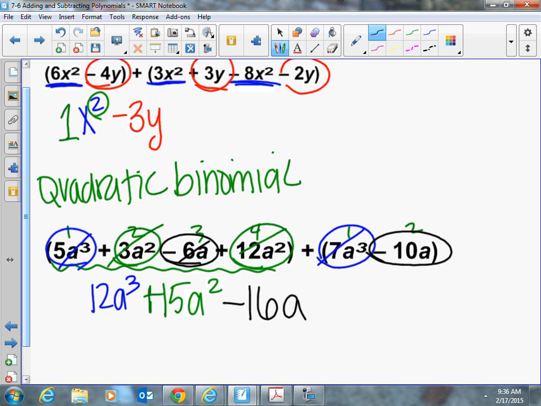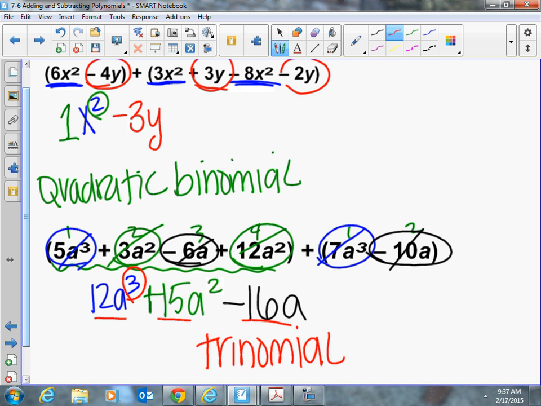Remember, we're not changing our exponents. We're combining like terms. Now let's name this thing. How many terms are there? 1, 2, 3. Instead of a binomial, this is a trinomial. What's the largest exponent? 3.